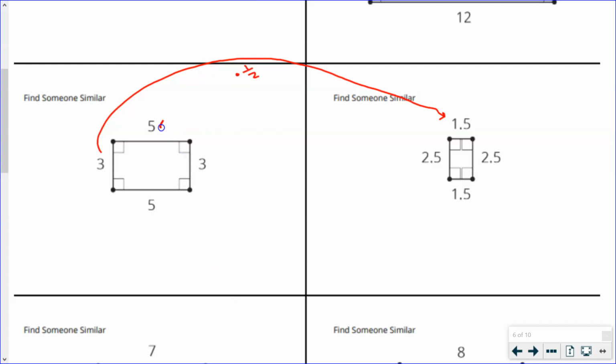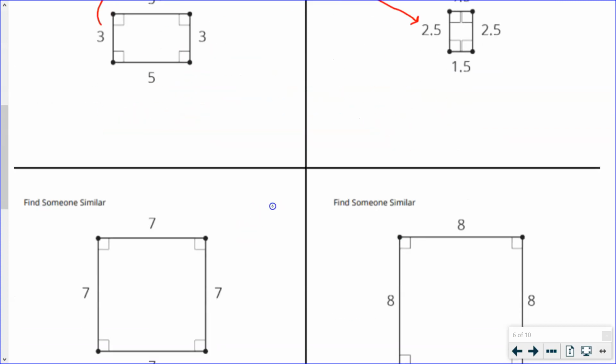Same thing when I rotate, this long side rotates to this long side. And again, that scale factor is 1/2. Notice that all of the angles are the same. These are still rectangles, so that made it a little bit easier on that one.